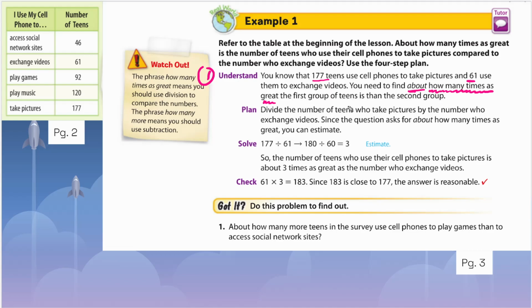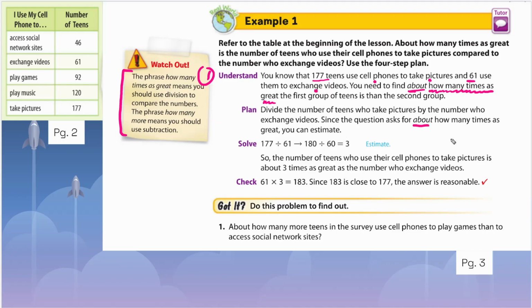And what are you comparing? How many times as great? What two groups are you comparing? Well, the cell phone group, the take picture group and the exchange videos group. So let's make our plan. We know that we need to divide the number of teens who take pictures because we need to know how many times as great. Oh, and here's a little tip. The phrase how many times as great means you should use division to compare the numbers. The phrase how many more means you should use subtraction. So how many times as great means how many times does the number fit into the other number. And that is division.